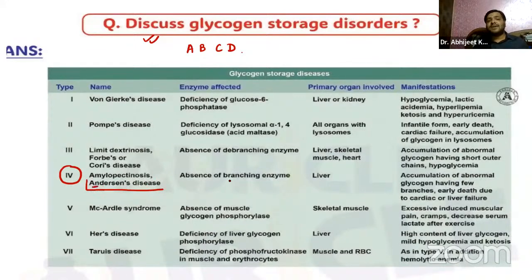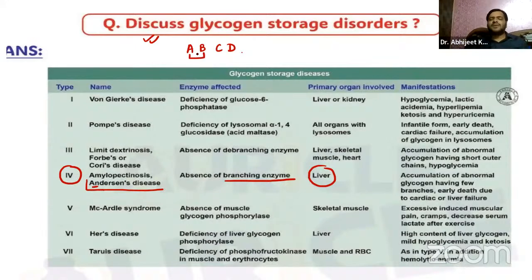A के बाद क्या आता है? B. It is absence of which enzyme? Branching enzyme. Absence of branching enzyme. You already know branching enzyme is used in the formation of glycogen, glycogenesis. Where is it occurring? It is occurring in the liver. So remember AB: Anderson's disease, branching enzyme is deficient, right?